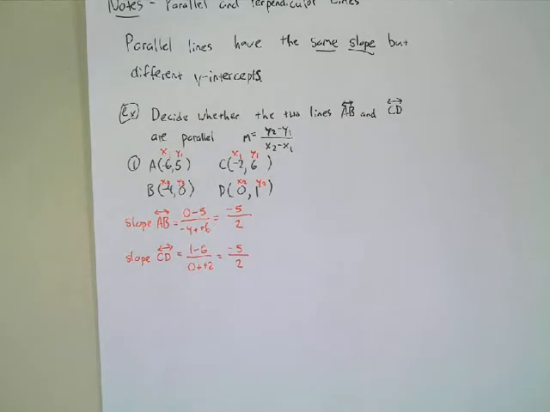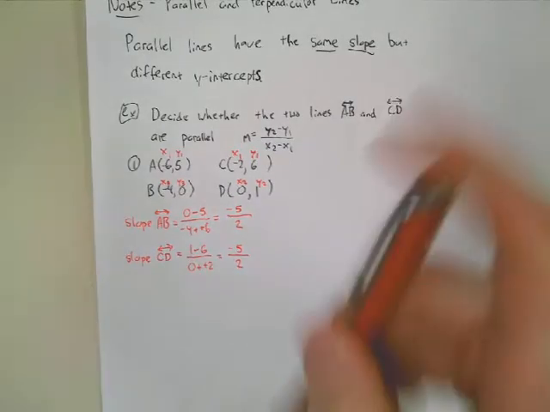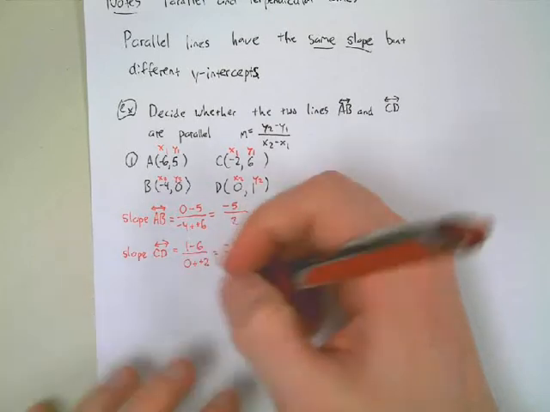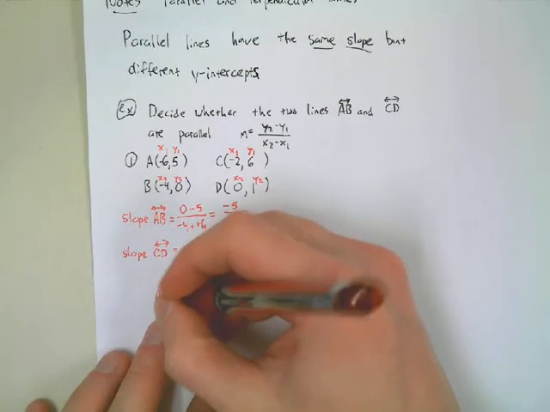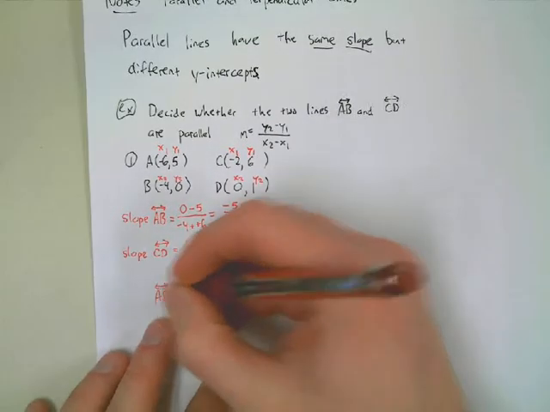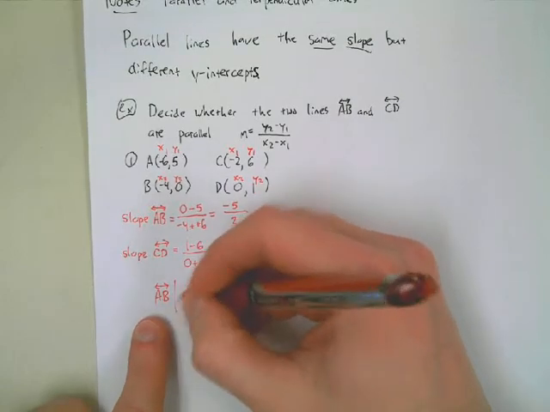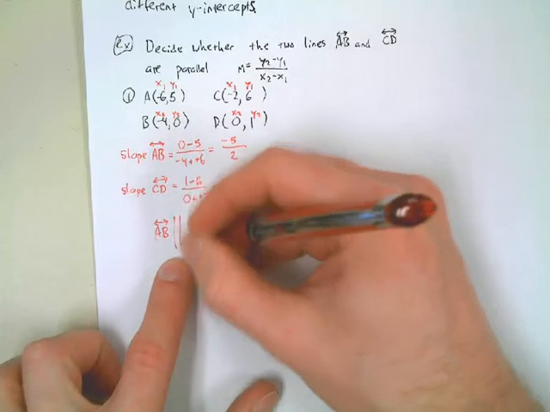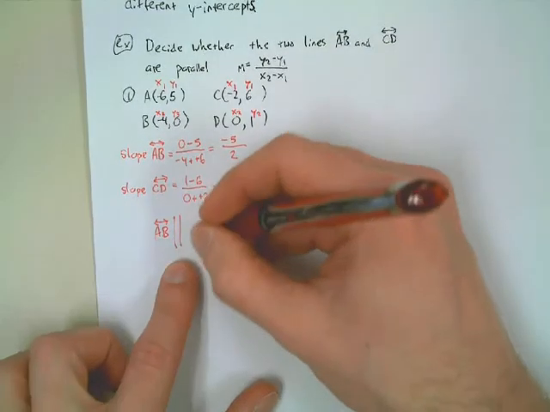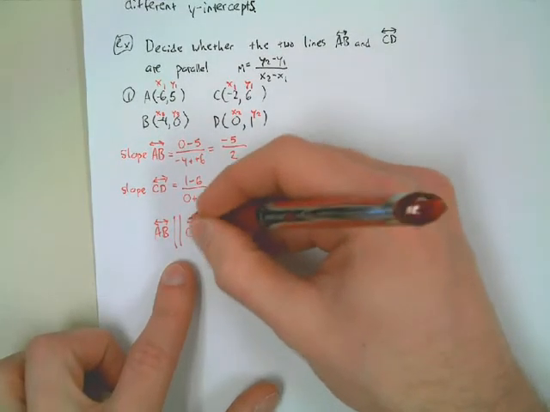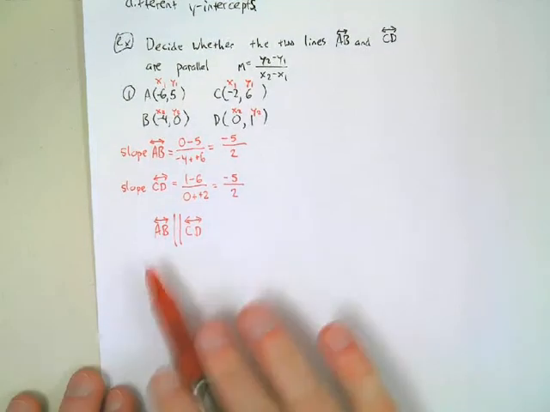So, is AB parallel to CD? Yes, the slopes are equal. So, rather than writing the sentence, AB is parallel to CD, we can use the symbols that I showed you earlier. We'll say line AB, and we'll put two lines next to each other like that. You don't have to put arrows or anything like that, just these two lines. And that's the symbol to say that AB is parallel to CD.